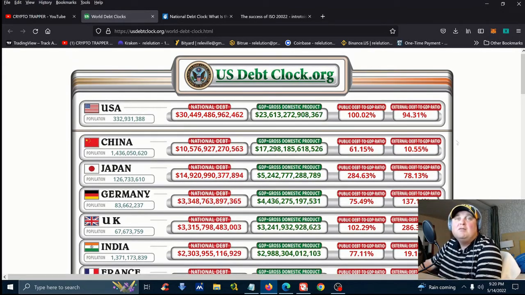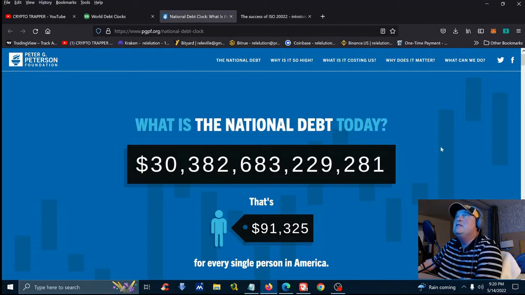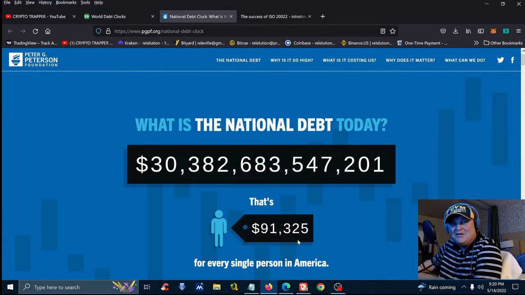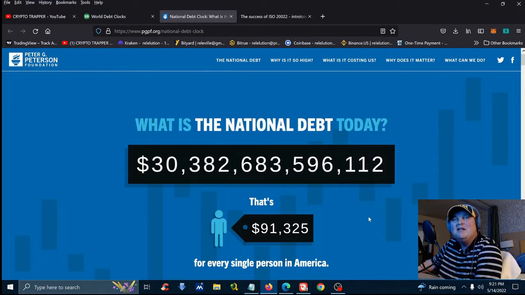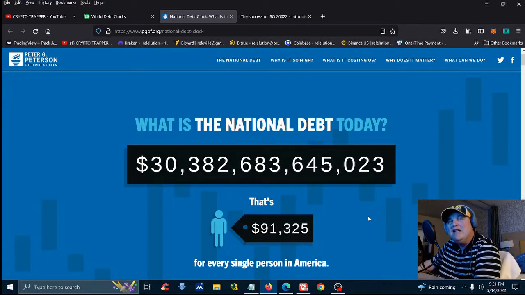Let's take a look at it on a smaller scale, not globally, but nationally. So nationally, United States, look at that number right there. That's what we're in debt. That number breaks down into about $91,325 per citizen of the United States that we are in debt. Just to give you an idea of just how far off in debt the United States truly is. $91,325 per person.